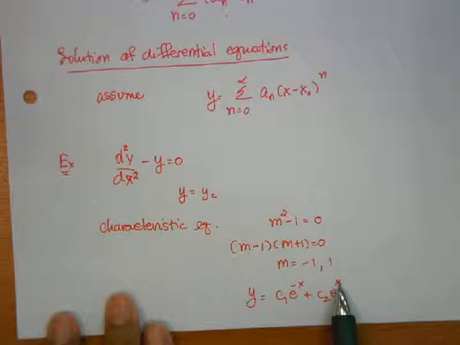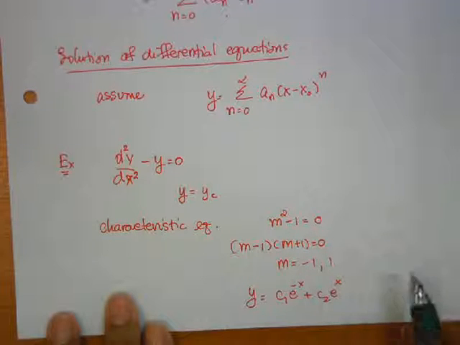Which is the first case of our differential equation, right? The roots of m are real, unrepeated real numbers. So the solution would be c1 times exponential of minus x plus c2 times exponential of x. This is whatever you learned from the previous chapter.